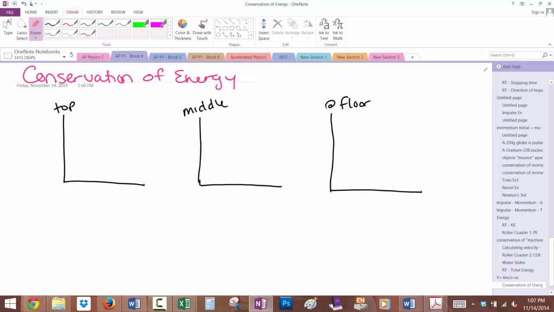So we need to make sure the same number of boxes. What else do we need to do to set up an energy bar chart? So if I have this, look at me, I'm so cool. What else do I need to know?